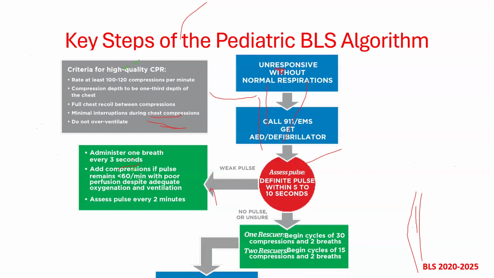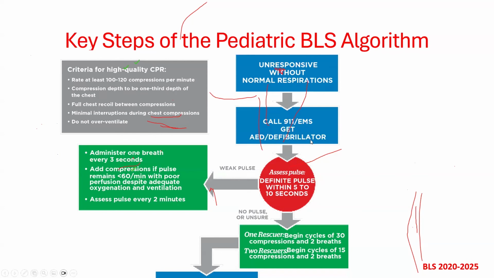The criteria for high quality CPR: a rate of at least 100 to 120 compressions per minute. Compression depth of one third of the chest, which is about 4 centimeters for small children and 5 centimeters for bigger children. Full chest recoil between compressions. Minimize interruptions during chest compressions. Do not overventilate.